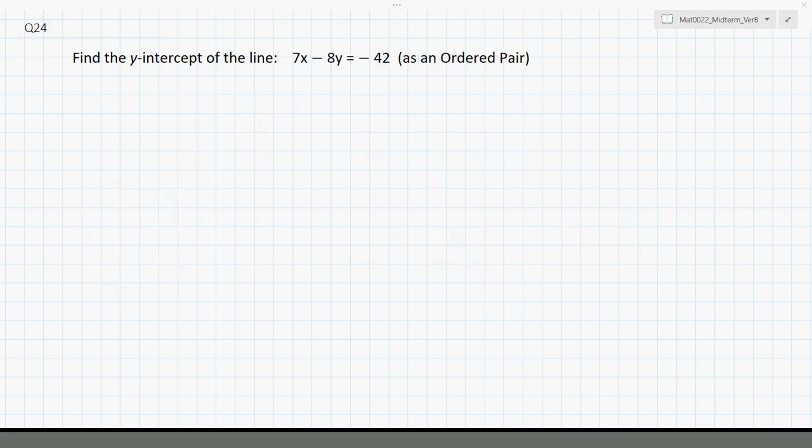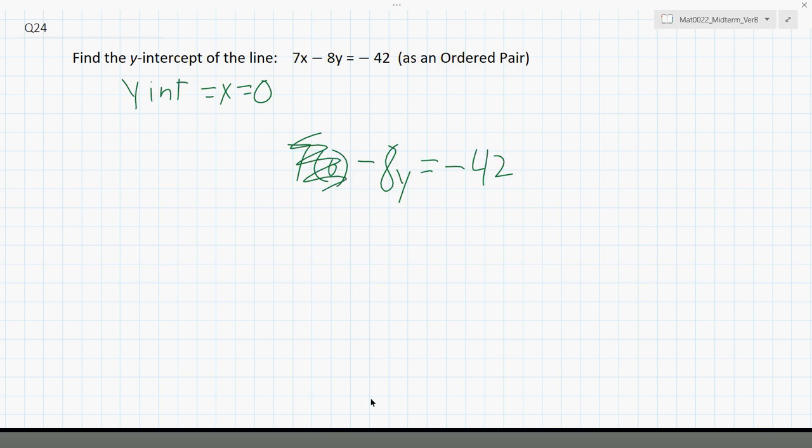Number 24. We're going to do the same thing, but this time we're going to do it for the y-intercept. So if we're doing it for the y-intercept, we're going to make x equal 0. Doing that in this equation, we've got 7 times 0 minus 8y equals negative 42. At this point, we'll just cancel out the 7 and the 0, because 7 times 0 is nothing. We're going to go back into reverse PEMDAS. There's nothing to add or subtract, so we switch up to multiply or divide, and we need to divide away from y. So we're going to divide by negative 8 on both sides of the equation.